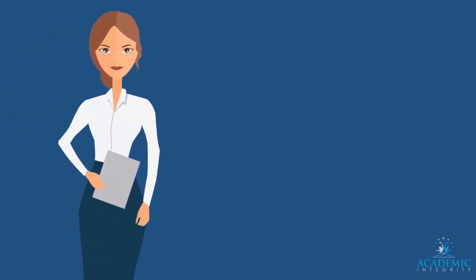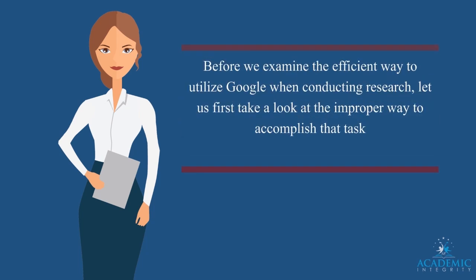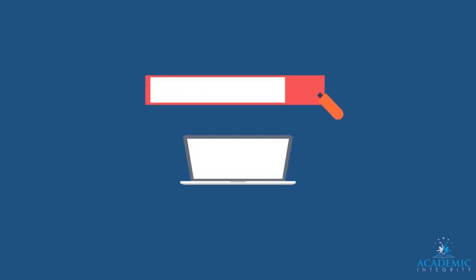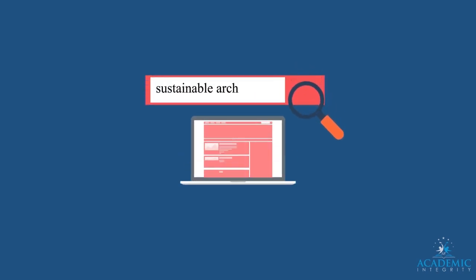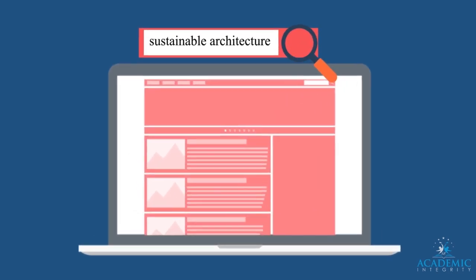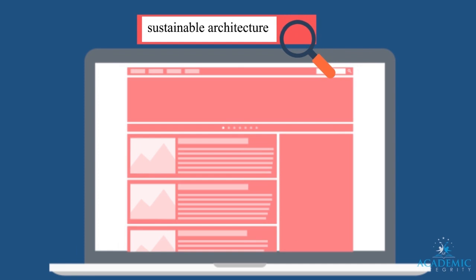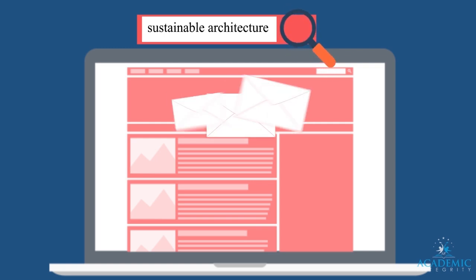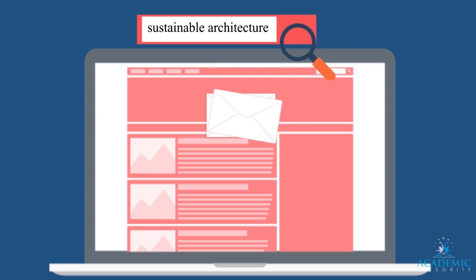Before we examine the efficient way to utilize Google when conducting research, let's first take a look at the improper way to accomplish that task. Let's pretend that our research is related to the topic of sustainable architecture, and our goal is to search the web for useful information related to that topic. This is a very broad topic, so the challenge is to gather academic resources that are both relevant and of a scholarly nature. Most importantly, we need to do so quickly and efficiently, so a good understanding of how search engines work is critical in order to succeed.